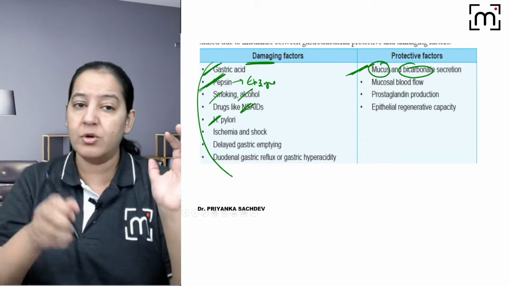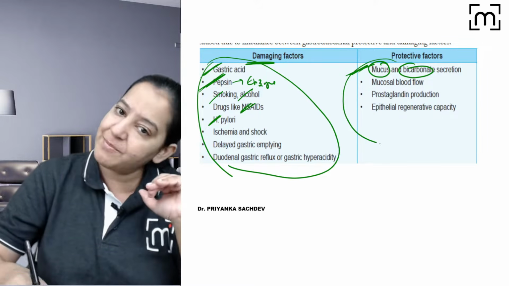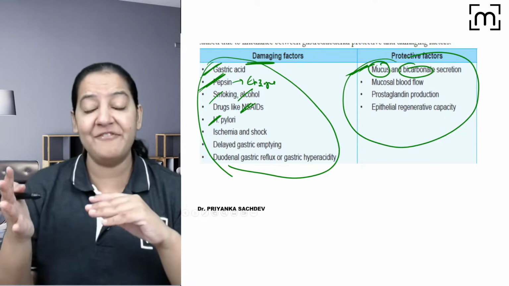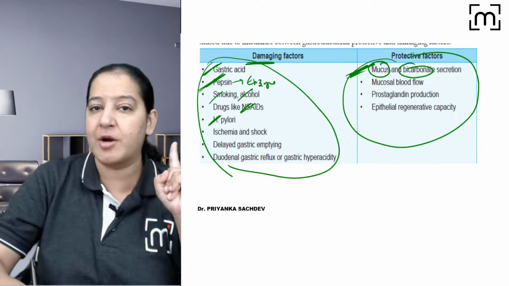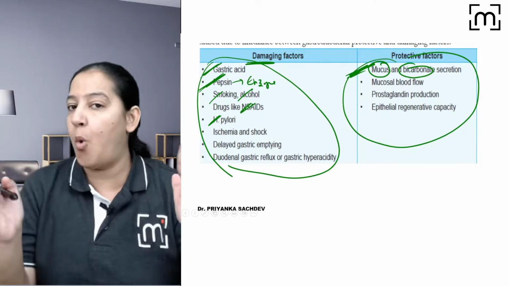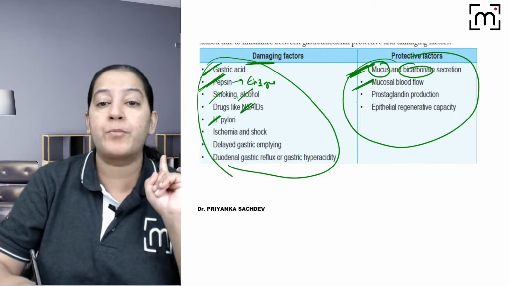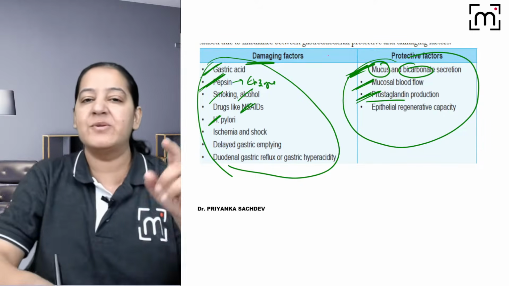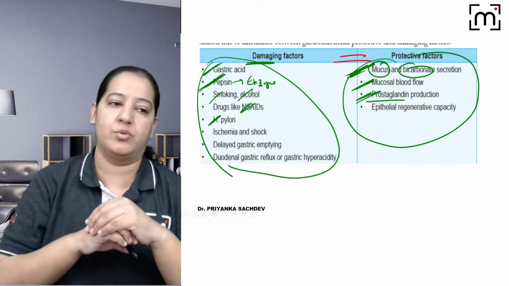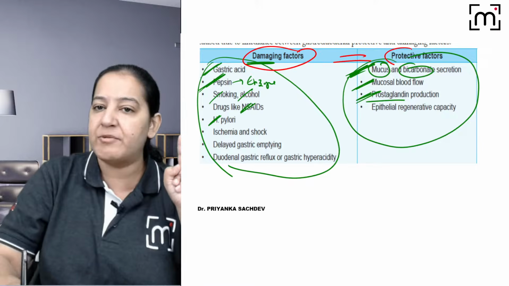God has given damaging factors, but on the contrary, God has given protective factors also. Among the protective factors, the biggest is the barrier, that is the mucus and bicarbonate layer between the acid and the wall. Apart from this barrier, mucosal blood flow and prostaglandins are protective. You got my point? Basically, I mean to say there is a balance between the damaging factors and the protective factors.